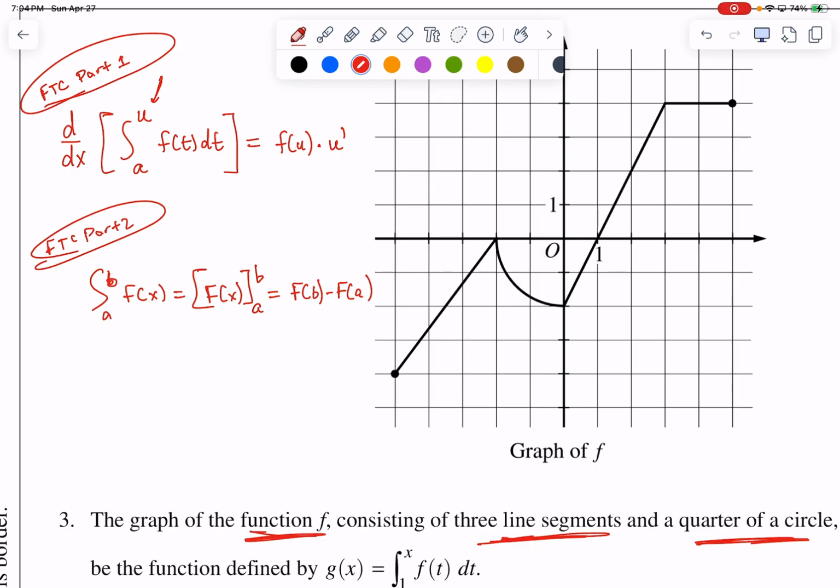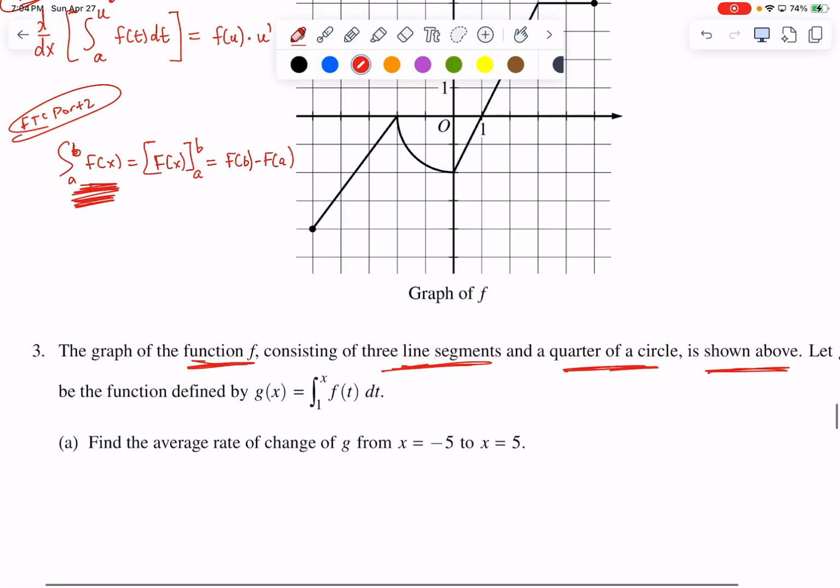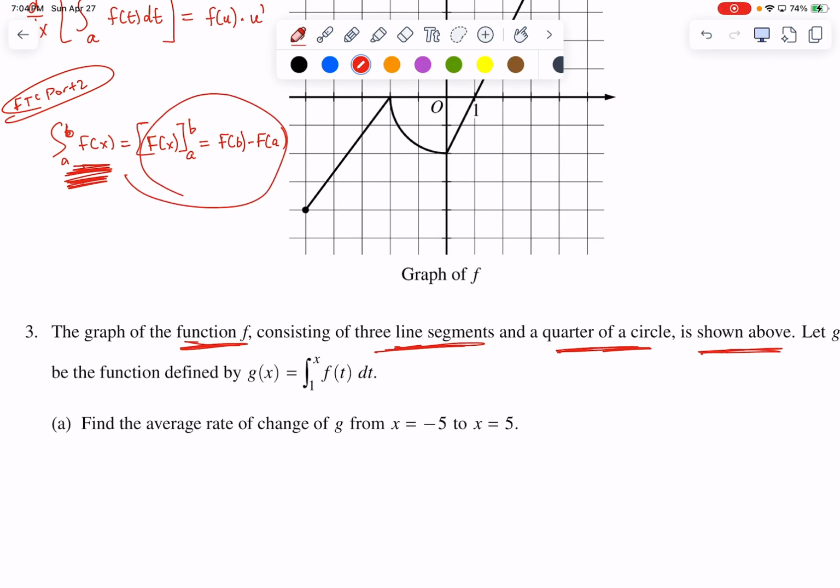Now, I don't think you're going to use part 2 here because you don't have an equation. So you're actually going to find the area under the curve using geometry because they gave you 3 line segments and a quarter circle. So this stuff here, when we calculate displacement, we're actually going to use geometry to do. Okay? You'll probably do a ton of this on the multiple choice, though.